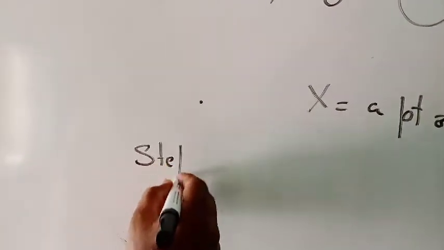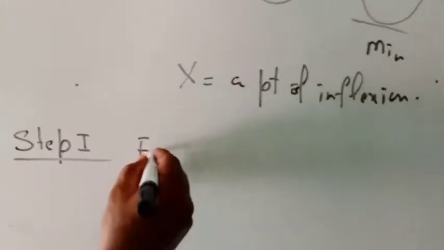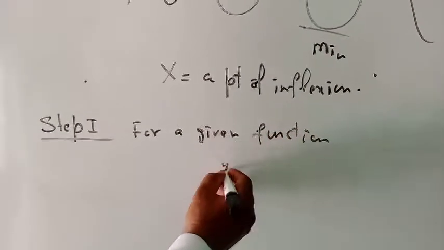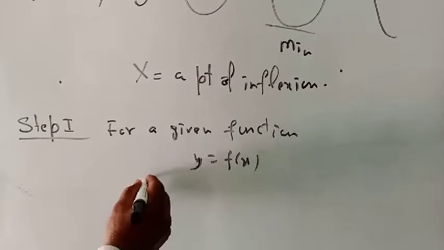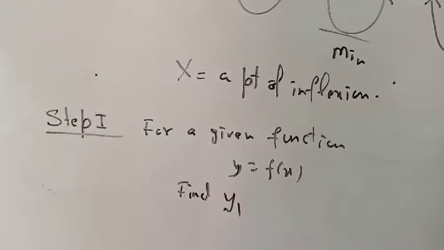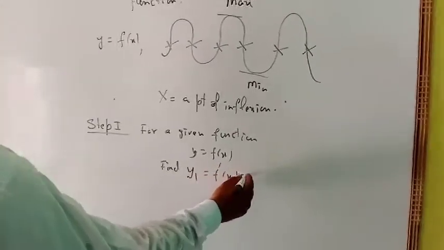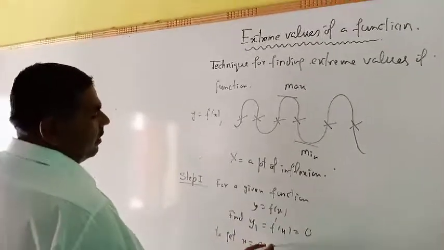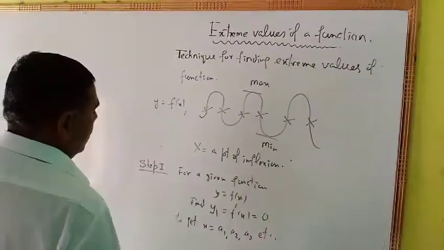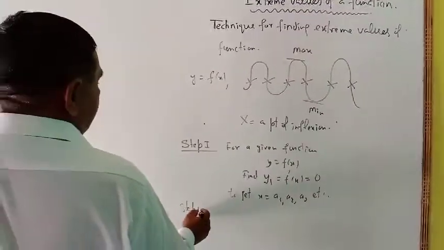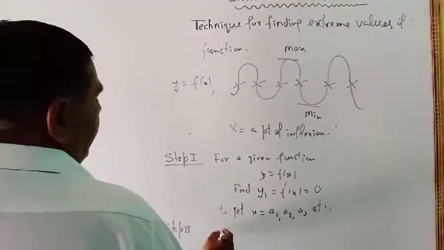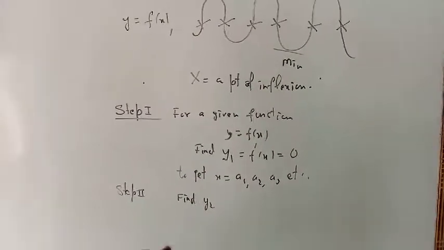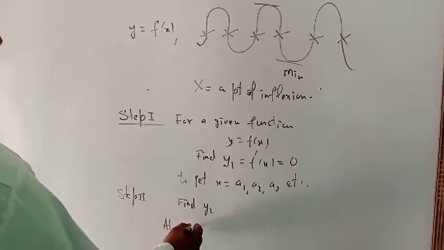Step 1: for a given function y is equal to f of x, find the first derivative y1, f dash of x, and put it equal to 0. Get some values of x is equal to a1, a2, a3, etc. Now step number 2: find y2. This is the second derivative test.